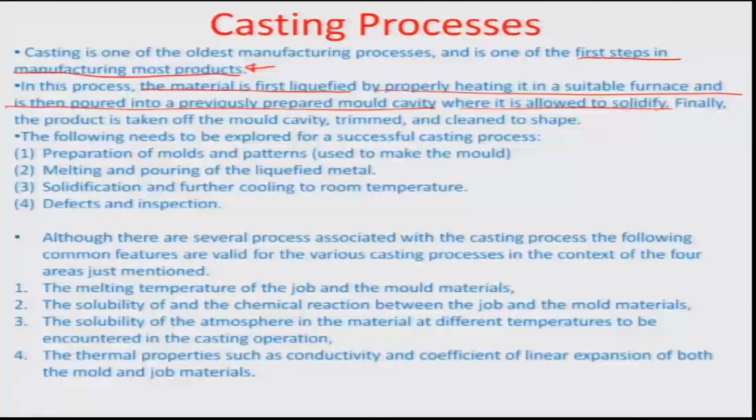So when the product is finally taken off, then you can further process it, trim it, clean to the concerned shape, something which is more suitable for engineering assemblies, etc. And so the following needs to be explored for a successful casting process. One is the preparation of molds and patterns, which are used to make the mold. Mold basically is the housing which would hold the liquid metal till solidification.